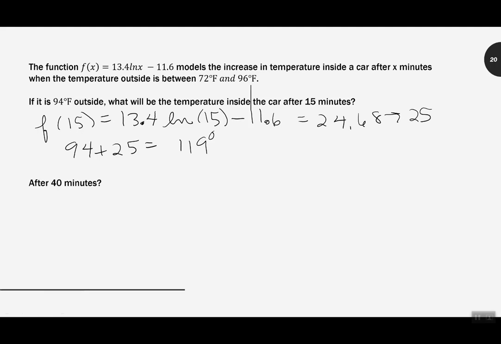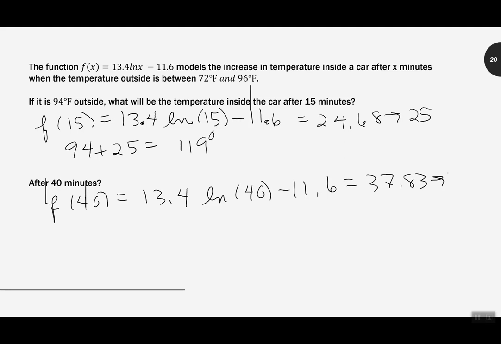Let's try that again. This time let's plug in 40. So f of 40, I have my 13.4, natural log of 40, minus 11.6. So in my calculator, I have 13.4 times the natural log of 40, make sure you close the parenthesis, minus 11.6. This gives me 37.83. I'm going to say again, let's just go ahead and round that to a whole number, and I'm going to make it 38. That 38 needs to be added to the temperature outside of the car. So 94 plus 38 equals 132 degrees inside that car.